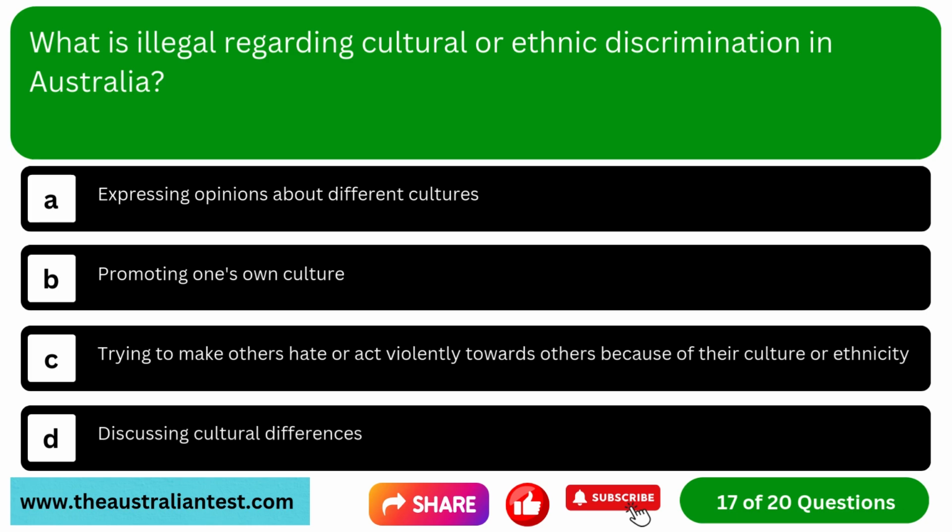Question 17. What is illegal regarding cultural or ethnic discrimination in Australia? Option A, expressing opinions about different cultures. Option B, promoting one's own culture. Option C, trying to make others hate or act violently towards others because of their culture or ethnicity. Option D, discussing cultural differences.